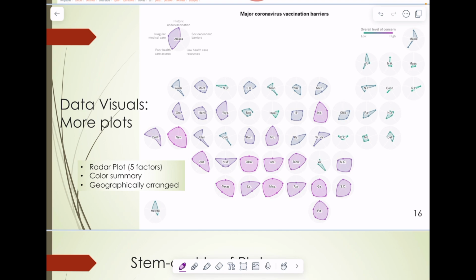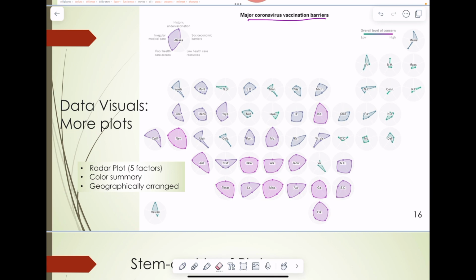Here is another plot, geographically arranged. These are states in the United States, and there's a lot of information here. So these are the major coronavirus vaccination barriers. There was a study that quantified the historic unvaccination rate, socioeconomic barriers to some extent, and then low health resources. Each of those is given its own dimension in this chart, and that's why it's radial.